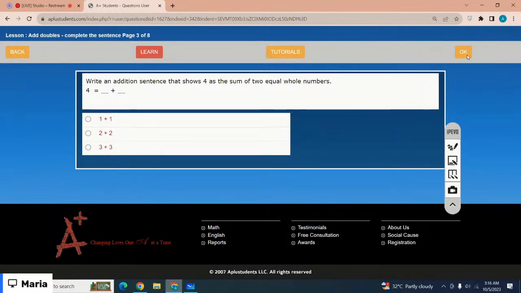The next one is write an addition sentence that shows 4 as the sum of two equal whole numbers. So which is the correct option? How do you write 4? You can write 4 as 2 plus 2, right? The correct option is, yes, that would be 2 plus 2.